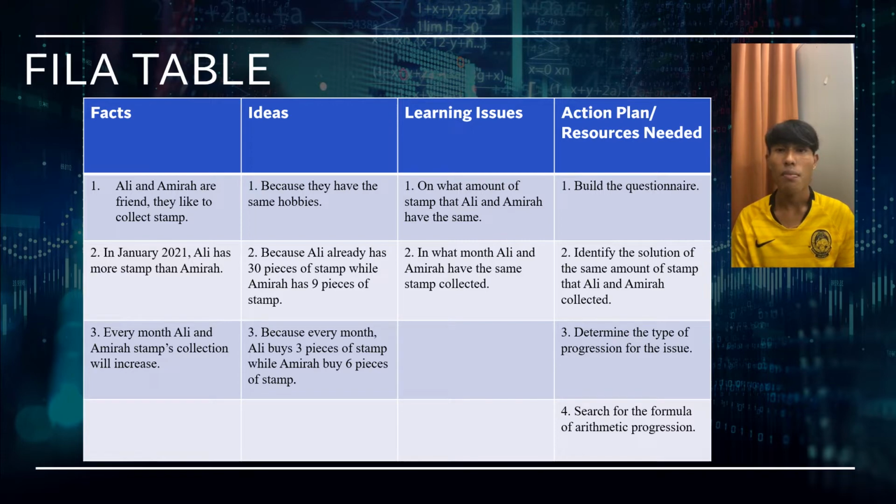For the first action plan, we must build the questionnaire. Second action plan, we must identify the solution of the same amount of stamps that Ali and Amira collected. For the third action plan, we must determine the type of progression for the issue, and for the last action plan, we must search for the formula of arithmetic progression.